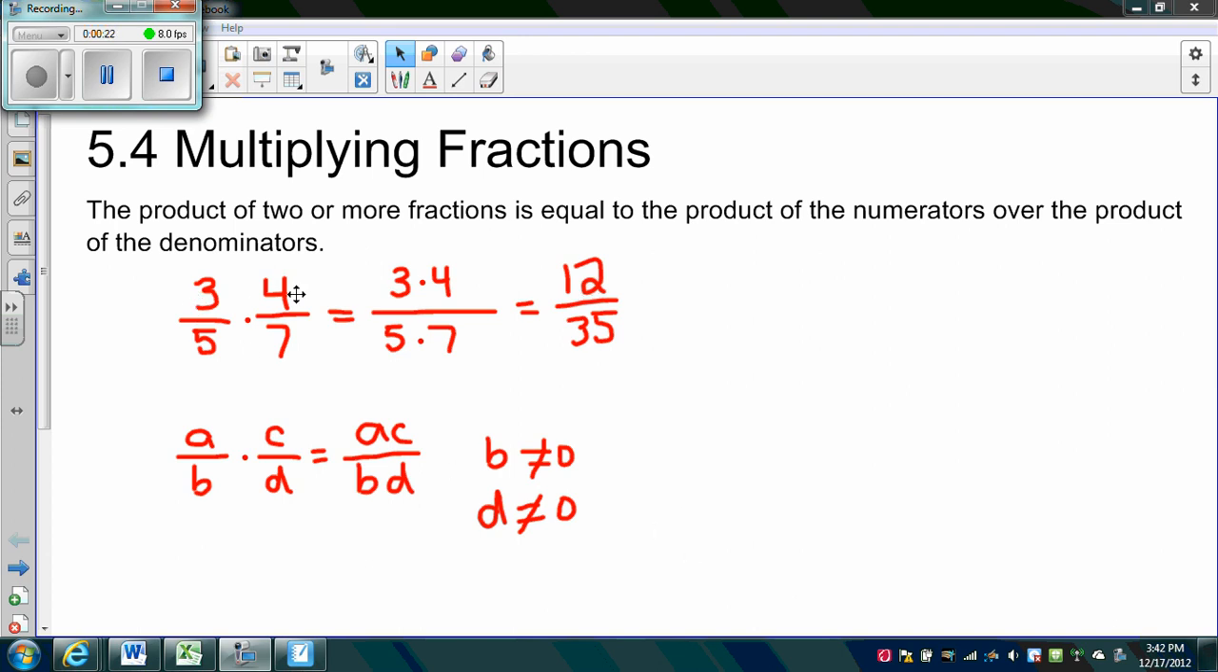You multiply the numerators together of two fractions and the denominators of the two fractions together, resulting in one final fraction. This can then be simplified. Sometimes it's already in simplest form. So here, 3/5 times 4/7 is the same thing as 3 times 4 divided by 5 times 7.